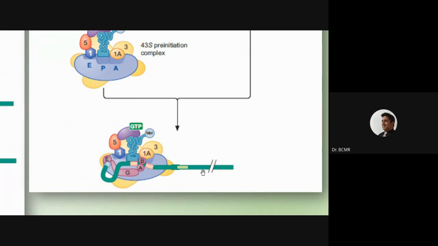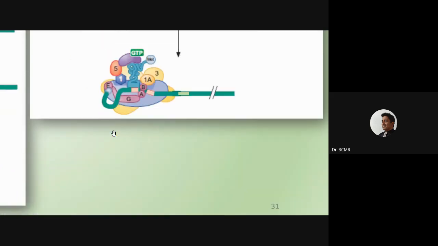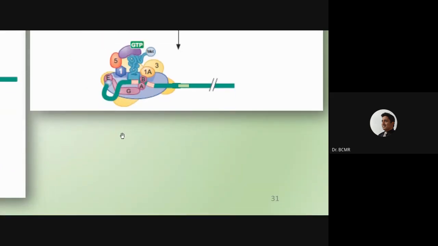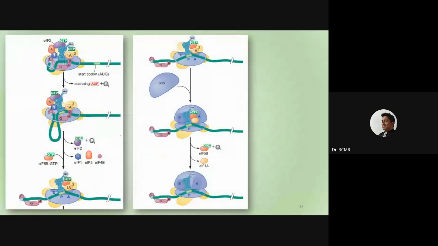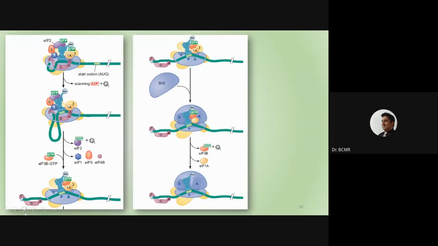So I hope you can recognize how different the initiation is between prokaryotes and eukaryotes, right? So now we have an initiation complex that is formed here, where we have the mRNA, the small ribosomal subunit, along with the initiator tRNA. But initiation is not complete because we need the large subunit too.